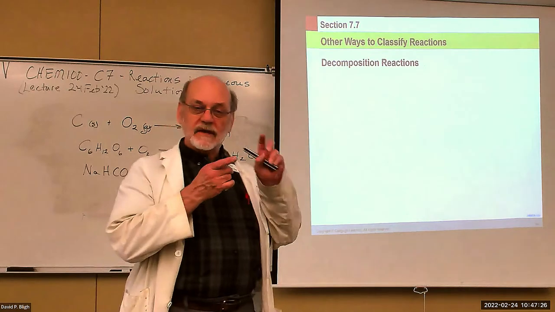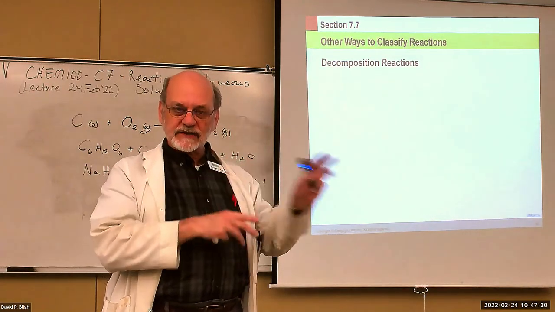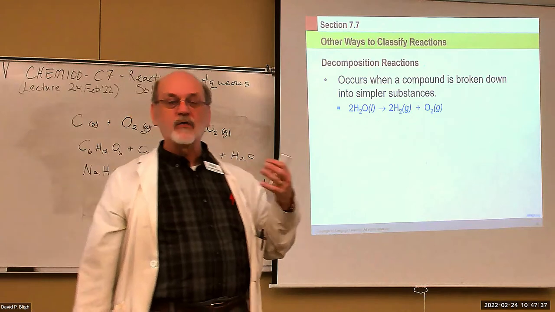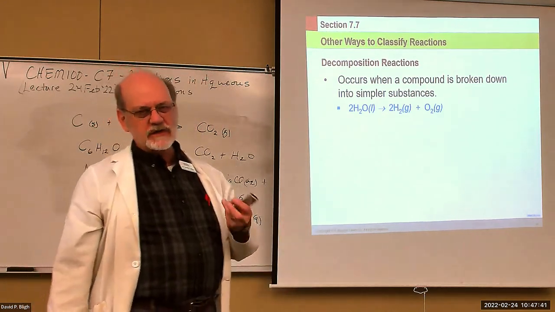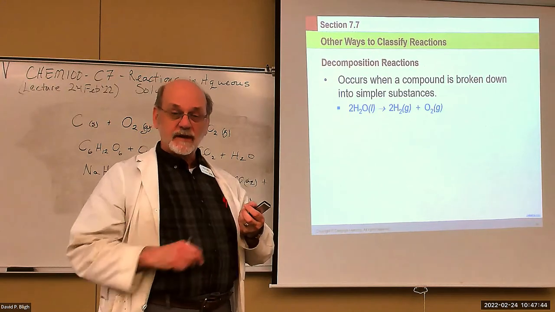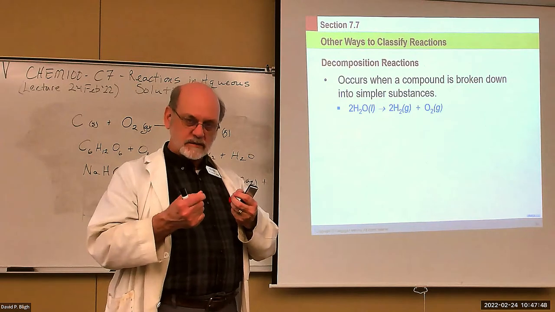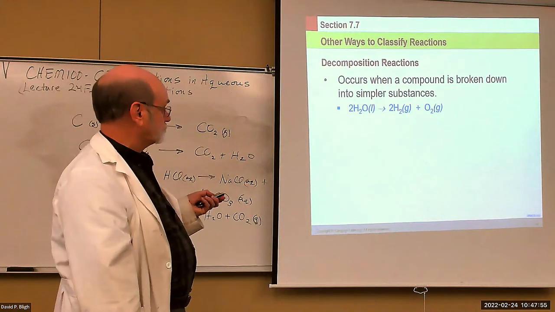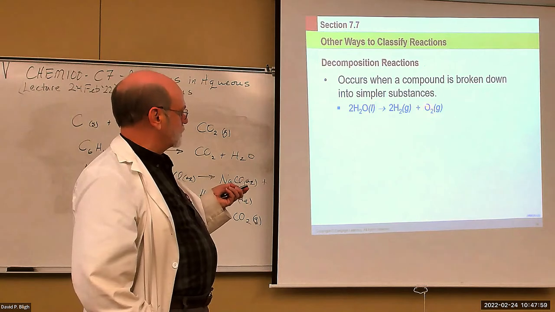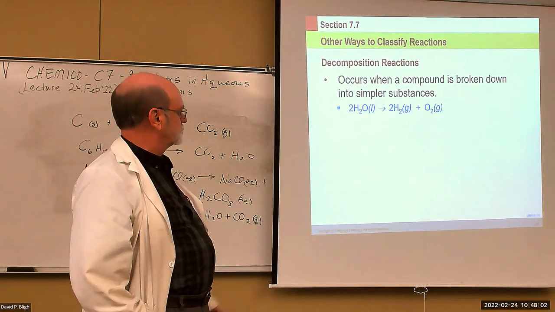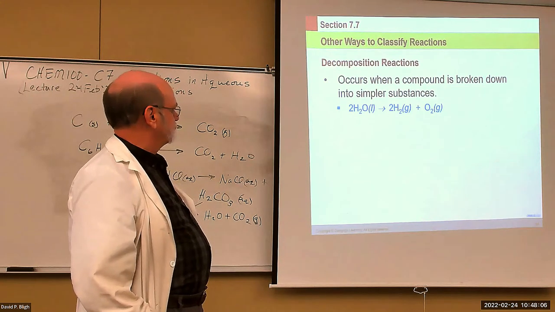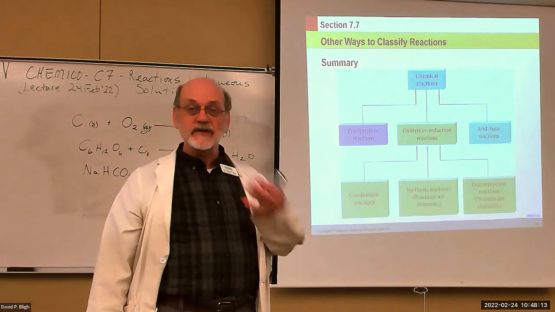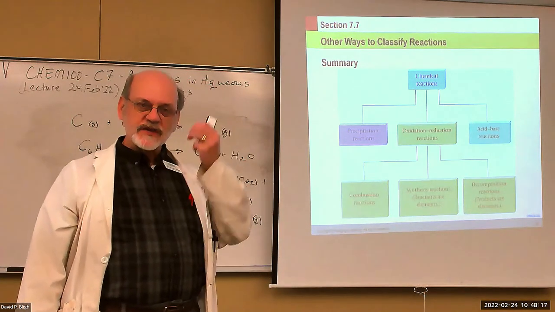A decomposition is the other way around. You take the complex and make simple. So a good example of that is the electrolysis of water. You take water, and of course, you have to put a little bit of acid in there so it'll conduct electricity, but you put a direct current into it, and at one pole, you produce oxygen. At the other pole, you produce hydrogen. So at the positive pole, you produce oxygen, and at the negative pole, you produce hydrogen. That's a decomposition. It's also an oxidation reduction reaction because we had element on one side, compound on the other.